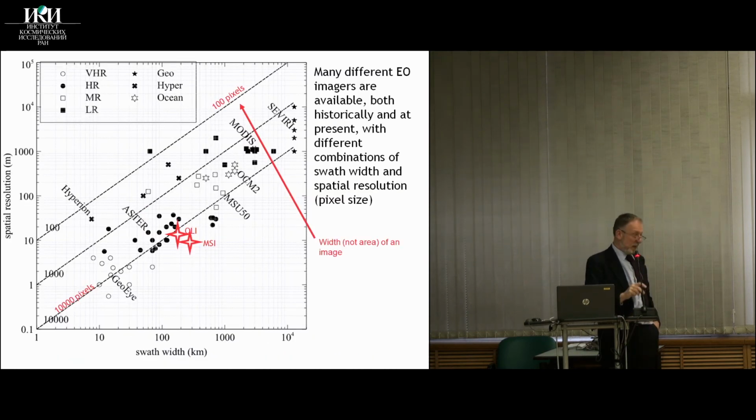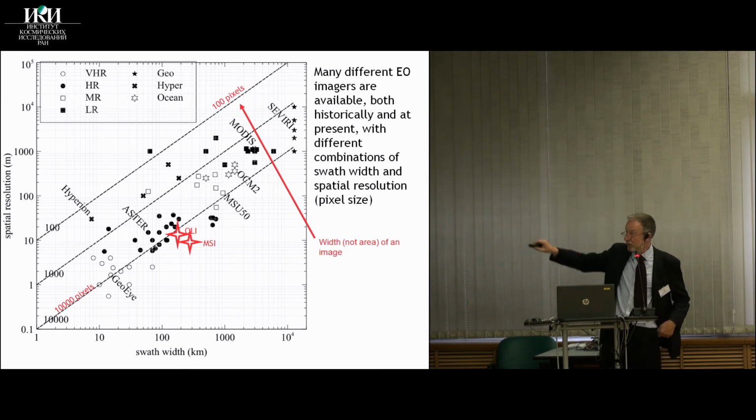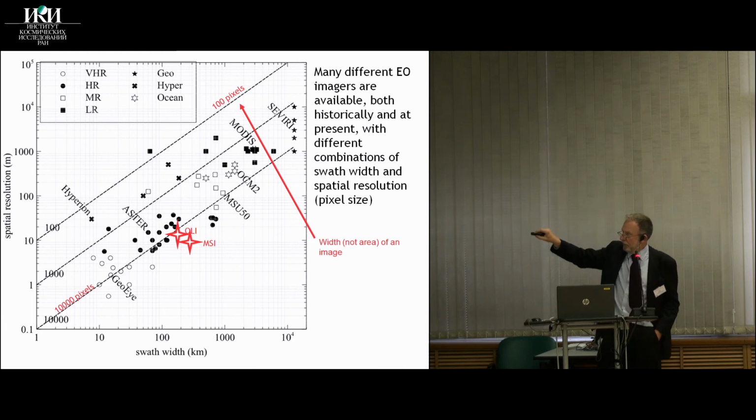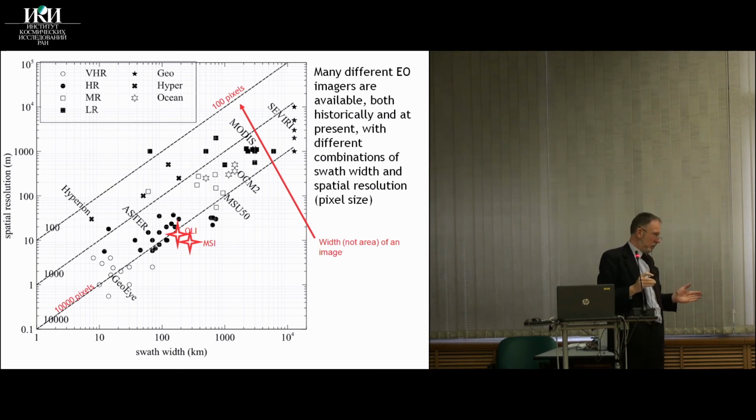This is perhaps a useful way of thinking about the visible and near infrared sensors. We've got spatial resolution, so roughly speaking the pixel size, on this axis here, and we've got swath width, the strip of Earth's surface imaged by the instrument, on this axis here. I've been talking about the Landsat 7 instrument, which I can't immediately find on this diagram, but here is the Landsat 8 instrument, which is quite similar. Here is the Sentinel-2 instrument. These are quite small pixels and quite wide swaths, which means they're made of quite a lot of pixels. So there's quite a lot of data involved with these.